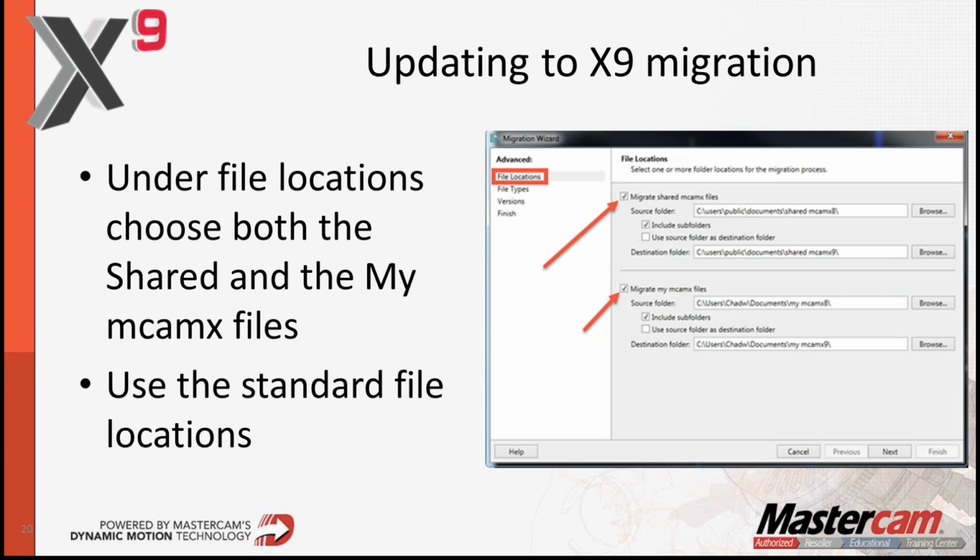So for the advanced option, under the file locations, you can choose your shared MCAMX and your My MCAMX directories, and you're going to want to choose the version that you're currently using. That may be X7. We've got it set here for X8, but if you've been using X7 primarily, you're going to want to choose that version. And the destination folder should automatically be the shared MCAM X9 or My MCAM X9. You shouldn't have to worry about changing those.